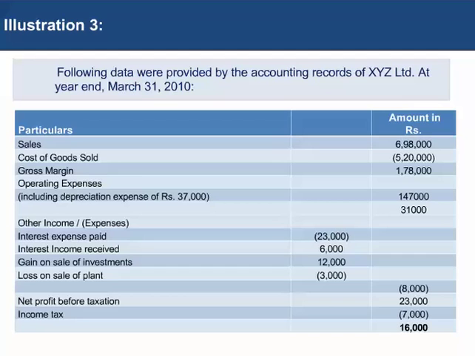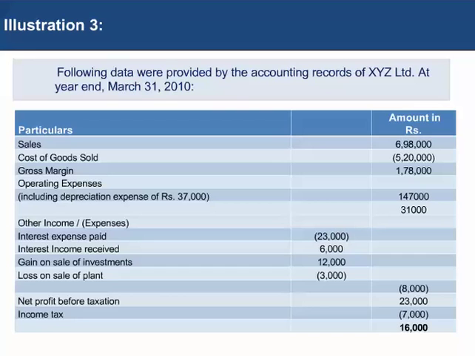In this, the following data were provided by the accounting records of XYZ Limited at year end March 31st, 2010. The particulars given are sales of 6,98,000, cost of goods sold of 5,20,000, thus the gross margin is 1,78,000. Operating expenses, which include depreciation expense of rupees 37,000, is 1,47,000. So friends, remember the significance of giving this depreciation expense is that while preparing the cash flow statements using the indirect method, we will have to adjust this non-cash item.